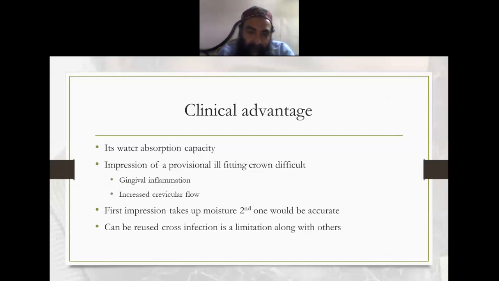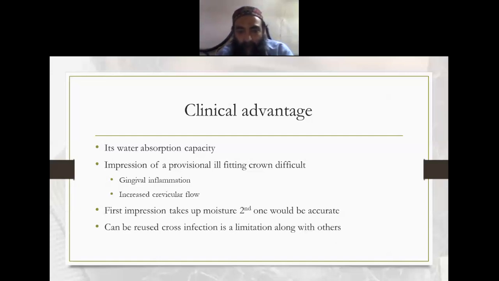Crevicular fluid from the gingiva flows there in a rapid manner and more frequently than in any other area. So there will be an increased crevicular flow.